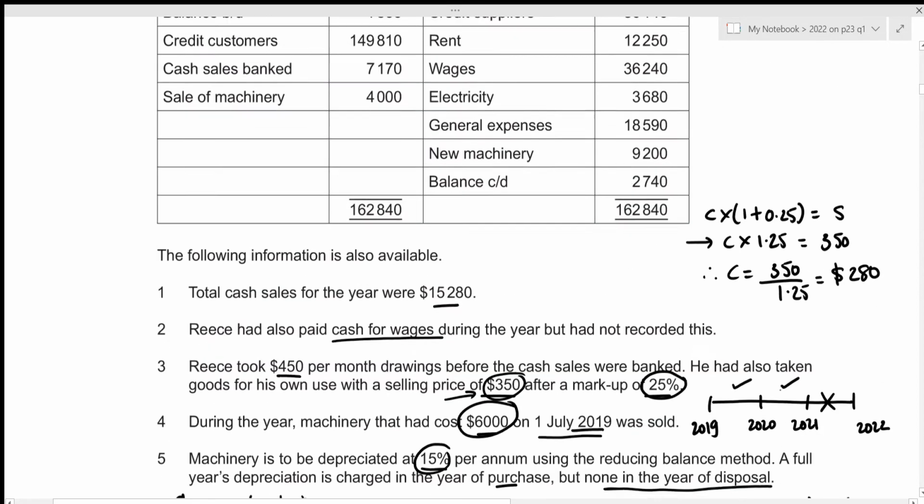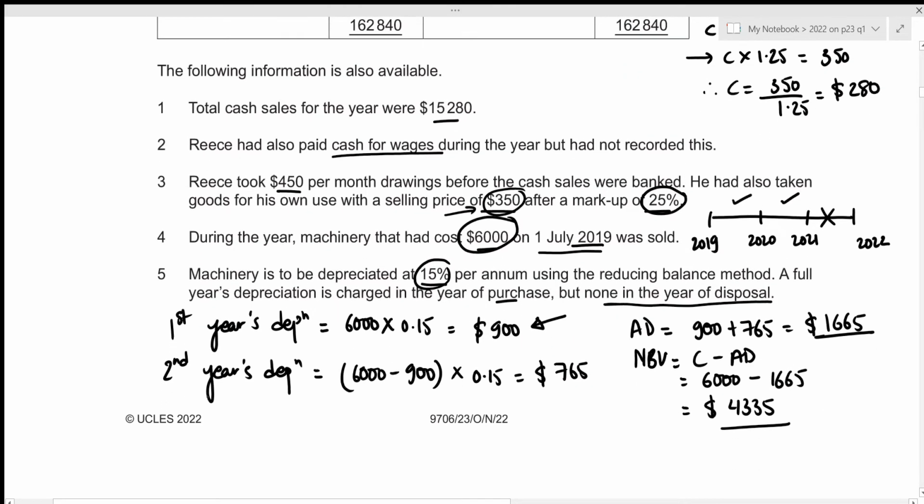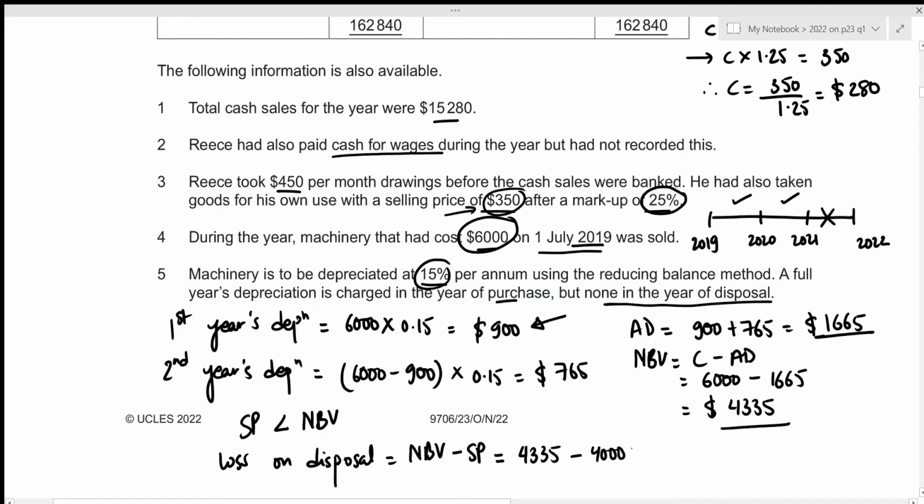Now, if we have a look at our bank account summary, we can see that the sale of machinery brought in cash of 4,000, which is lower than our net book value, which means that the sale proceeds are lower than net book value, which results in a loss on disposal. Let's figure out that loss. That is just going to be net book value minus sale proceeds, and in this case the net book value is 4,335, whereas the sale proceeds is only 4,000. This results in our loss on disposal of machinery to have the value of 335.